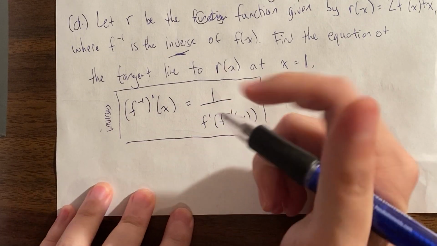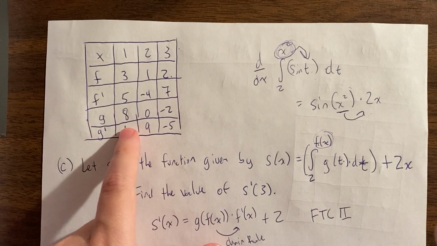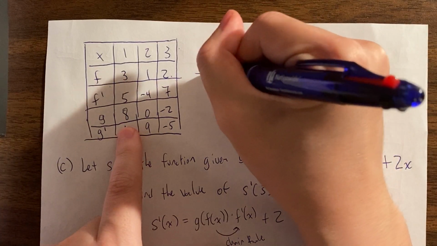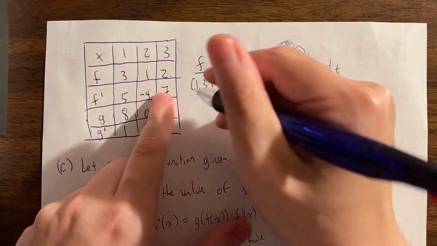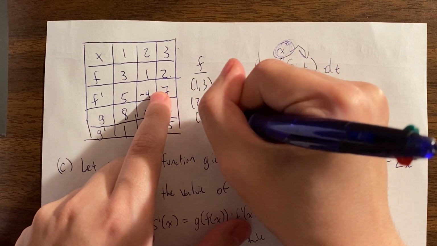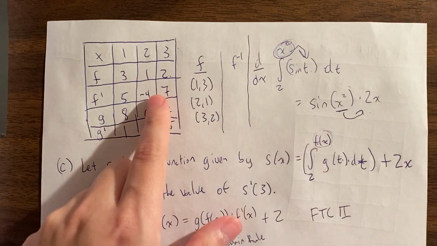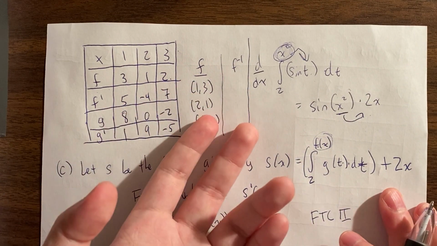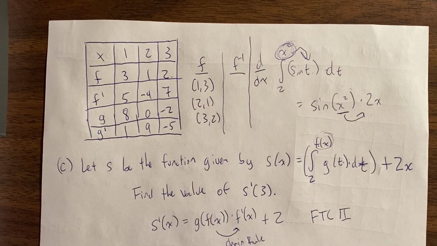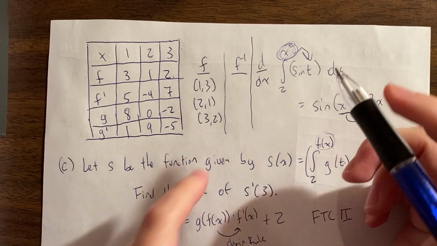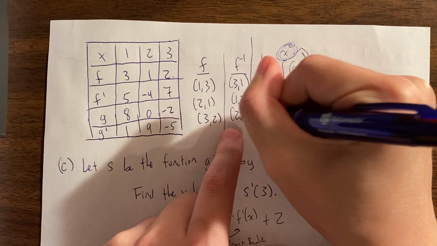So first off, I do need a point. This is the key. What I like to do is write out the points of f. So it looks like it's (1, 3), (2, 1), (3, 2). And then the points on f inverse, how it is, it's the inverse. So what you do is you swap the points. If (x, y) is on f, that means that (y, x) is on f inverse. So (3, 1), (1, 2), and (2, 3).